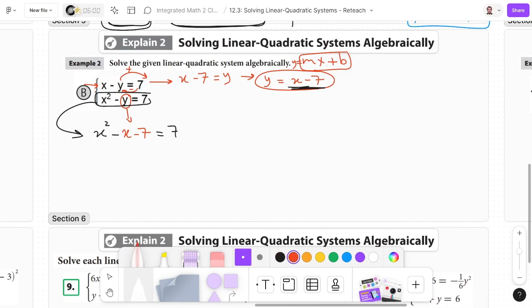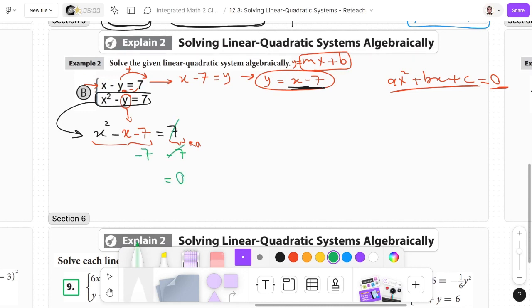So we need to make it ax squared plus bx plus c equals 0. So we need to make this side 0 and this side a quadratic. As you can see, this side is the quadratic and here is just a number. So now let's make this side equal 0. To make this side equal 0, we need to minus 7 from both sides. So we cancel this out.